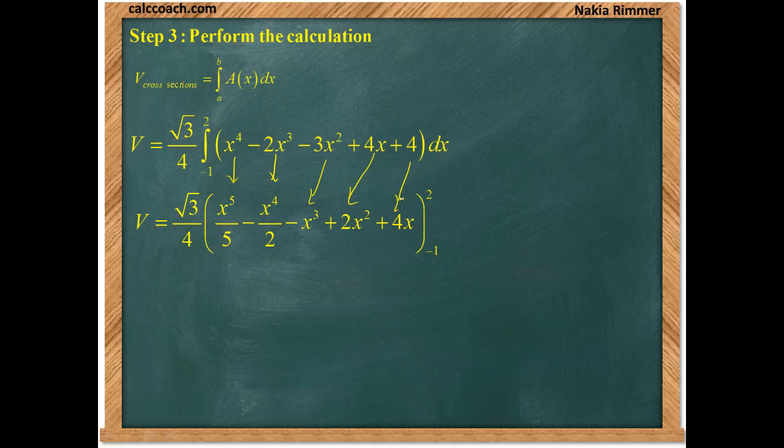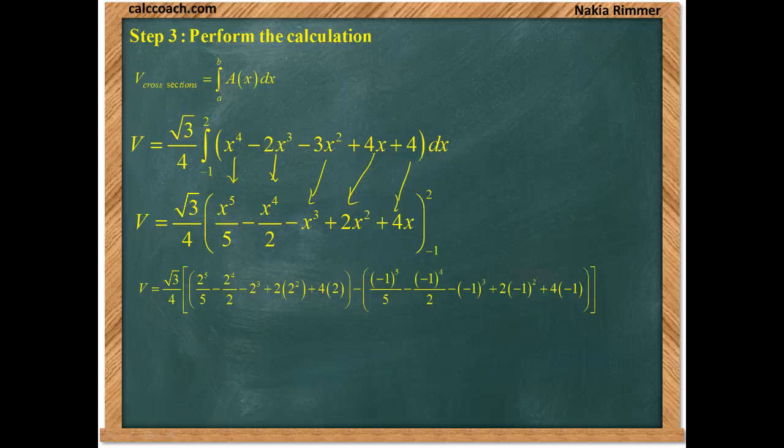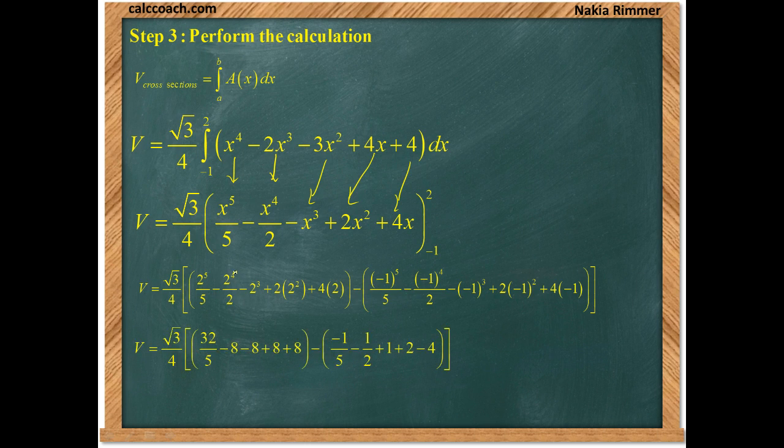The fundamental theorem of calculus says you're going to plug a 2 in and plug a negative 1 in. I like to write it out. It seems a bit tedious, but it helps me avoid mistakes. Physically replace every x with a 2. Physically replace every x with a negative 1. Be on the lookout for odd powers of a negative. So what's 2 to the 5th? That's 32. What's 2 to the 4? That's 16. Over 2, that's an 8. Negative 8. 2 cubed is another negative 8. But here we have 2 squared times a 2, which is positive 8. And then a 4 times a 2, which is a positive 8.